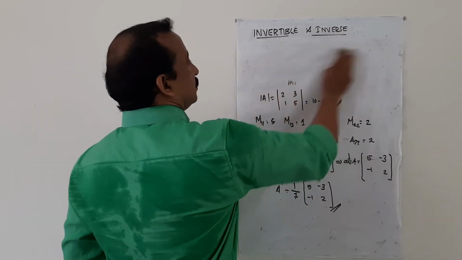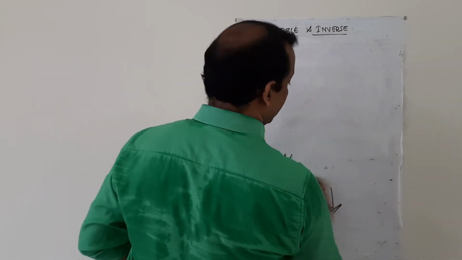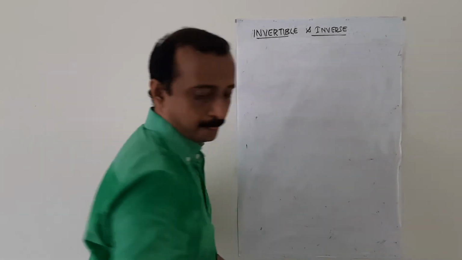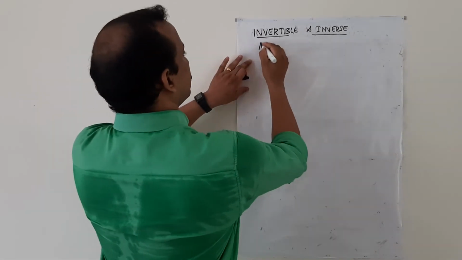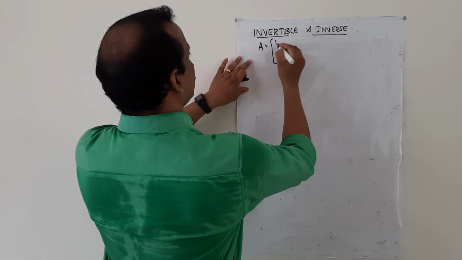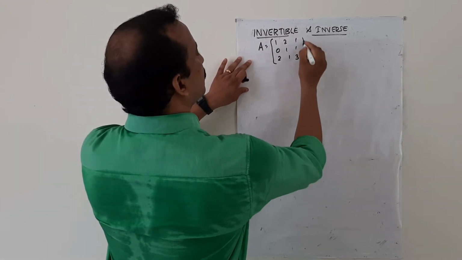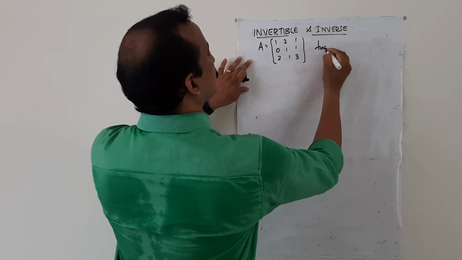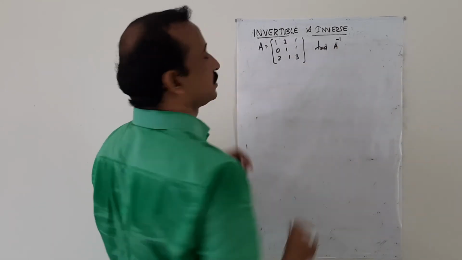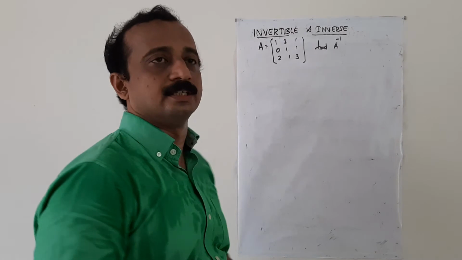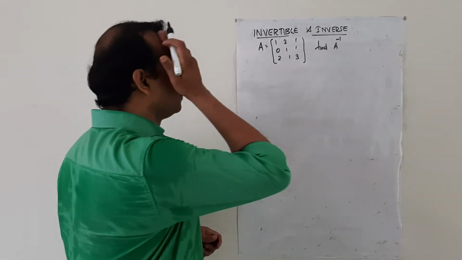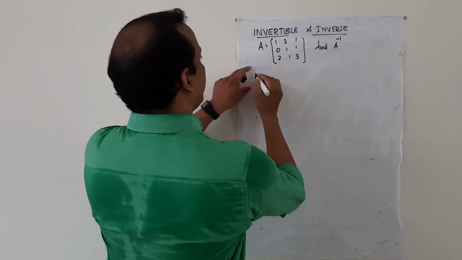Finding the inverse. Here we take a 3 by 3 matrix. Find A inverse, where A is the matrix [1, 2, 1; 0, 1, 1; 2, 1, 3]. Our question is A inverse. You already know A inverse is adj A by determinant of A. First of all, we find the determinant.